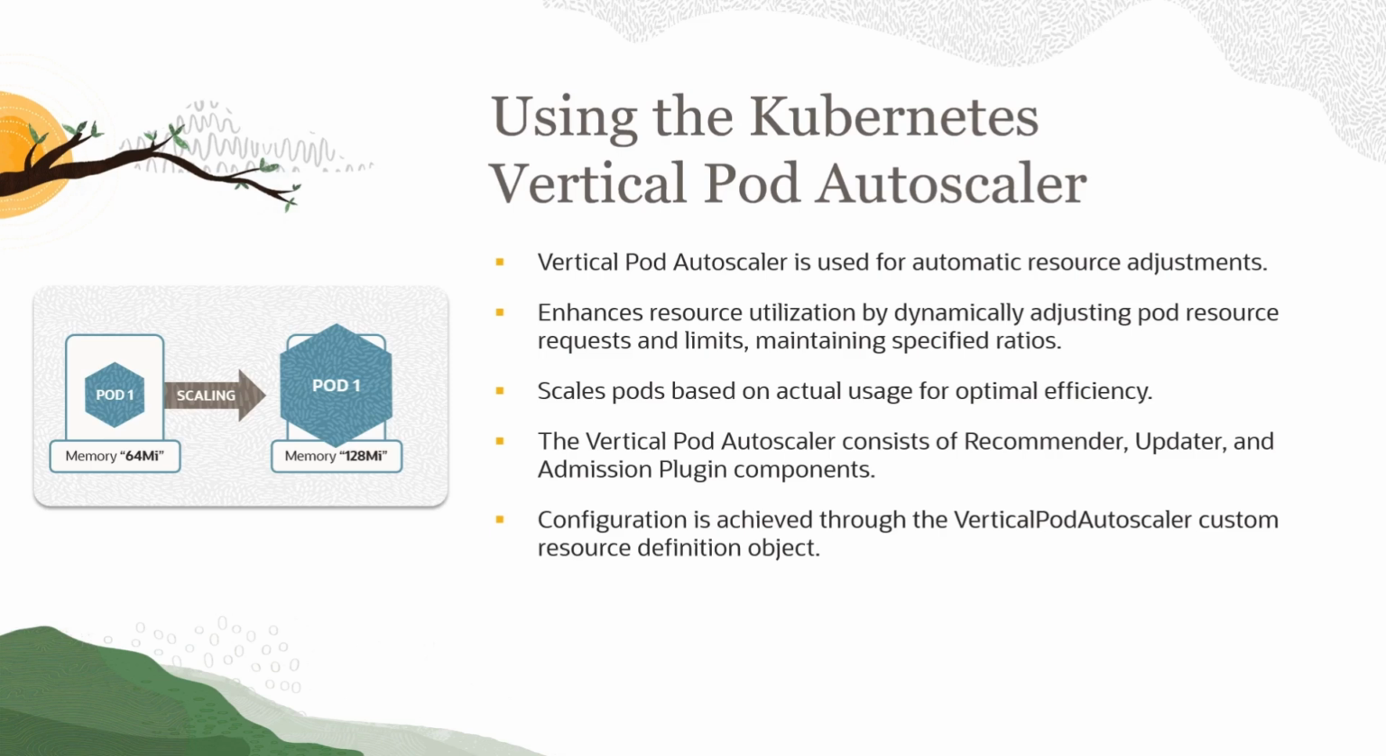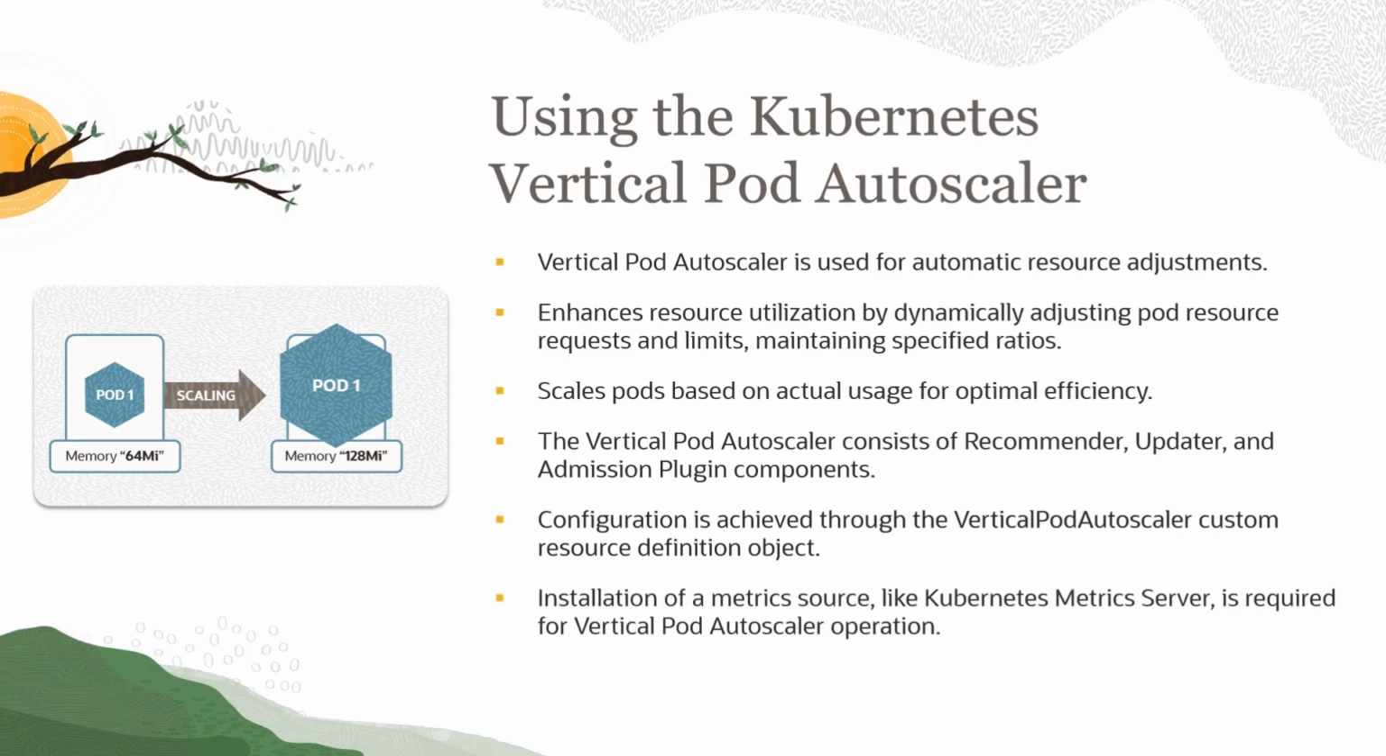This enables you to specify the pods for vertical autoscaling and define resource recommendations as needed. It's important to note that the vertical pod autoscaler requires the installation of a metric source in the cluster, such as the Kubernetes metric server, to function properly. This dependency ensures accurate monitoring and adjustment of resources.